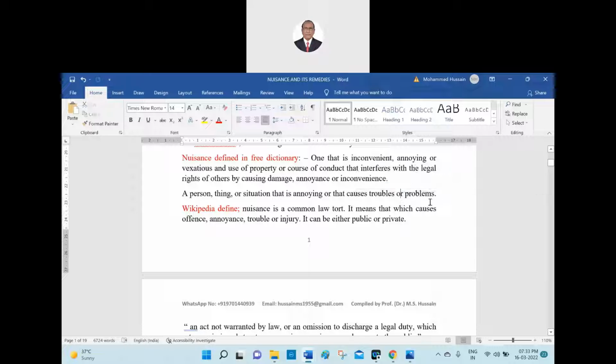So if there are a lot of bed bugs, naturally you will feel inconvenience and annoyance and you cannot enjoy. So the bed bugs cause a nuisance to you because they do not allow you to sleep. If you sleep now, they will suck your blood. Am I right? Say yes.